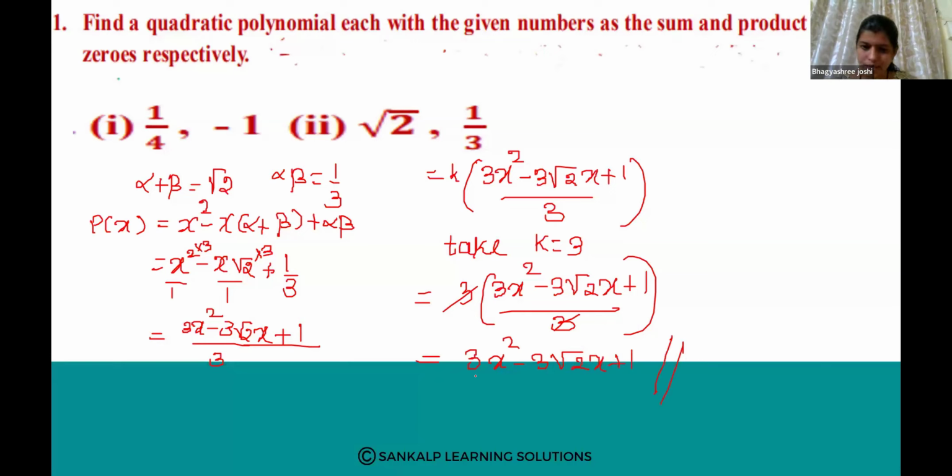Now, check once again whether it is in the form of ax square plus bx plus c. We must check whether it is in this form. Why? Because we want a quadratic polynomial. So ax square plus bx plus c. Yes, it is there. So this is our required polynomial. Right? Understood?